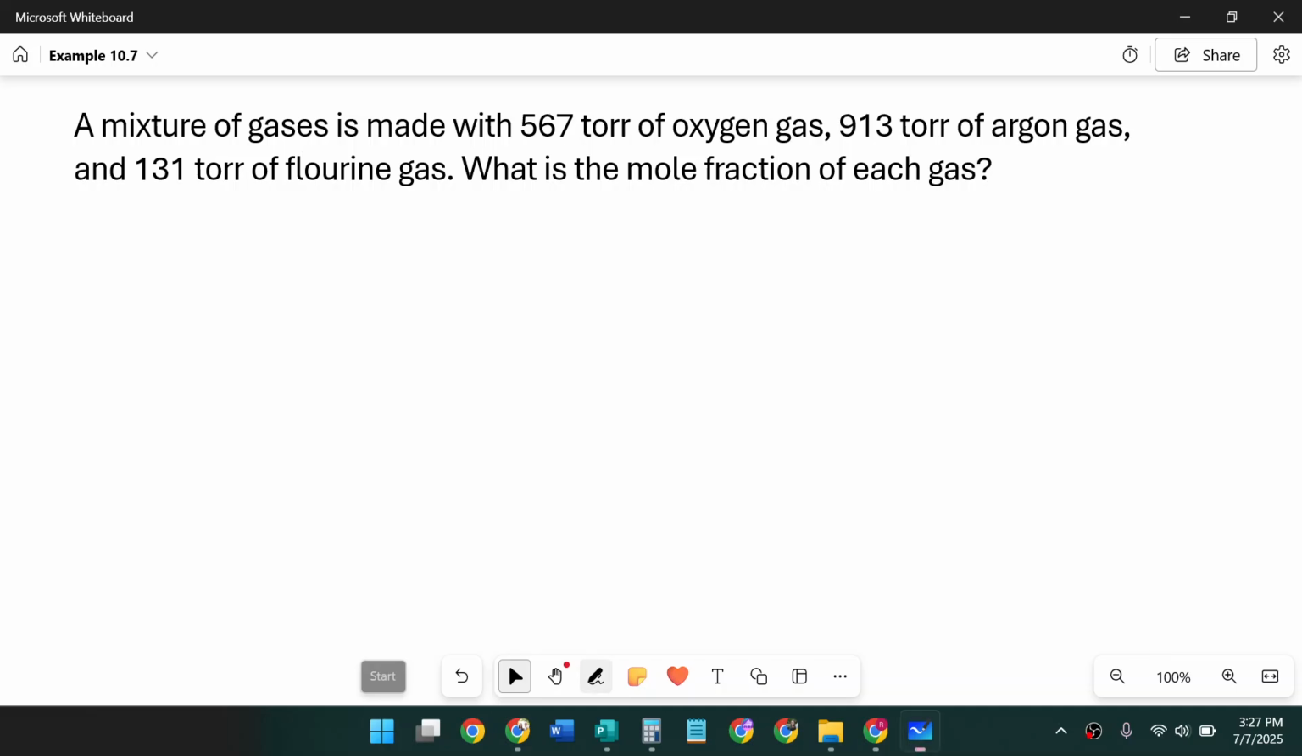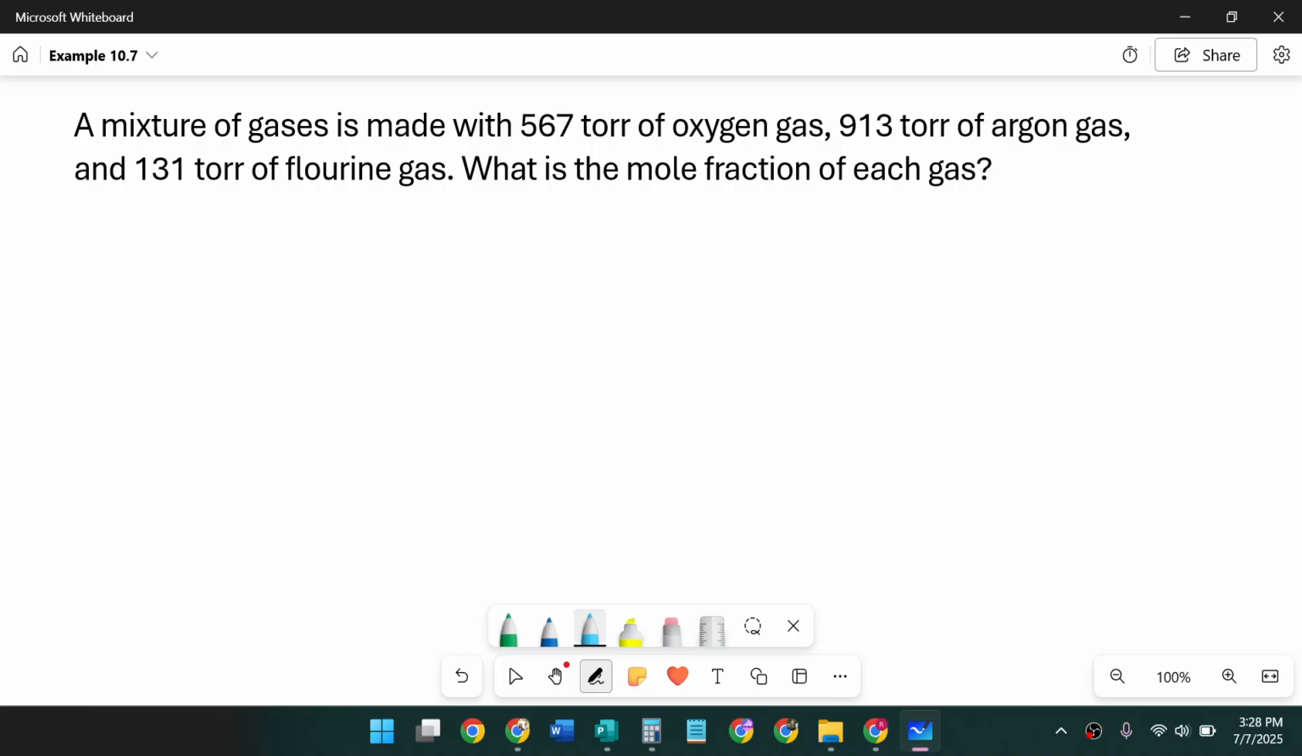This is example 10.7 from Discovering Design with Chemistry. And the first question asks, a mixture of gases is made with 567 torr of oxygen gas, 913 torr of argon gas, and 131 torr of fluorine gas. What is the mole fraction of each gas?